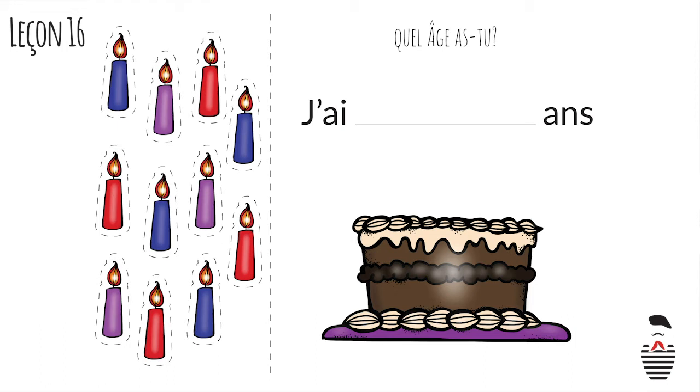Then you go to the next page. I am 5 years old. J'ai 5 ans. I'm 8 years old. J'ai 8 ans. And let's count up to 12 now. 1, 2, 3, 4, 5, 6, 7, 8, 9, 10, 11, 12. Voilà.